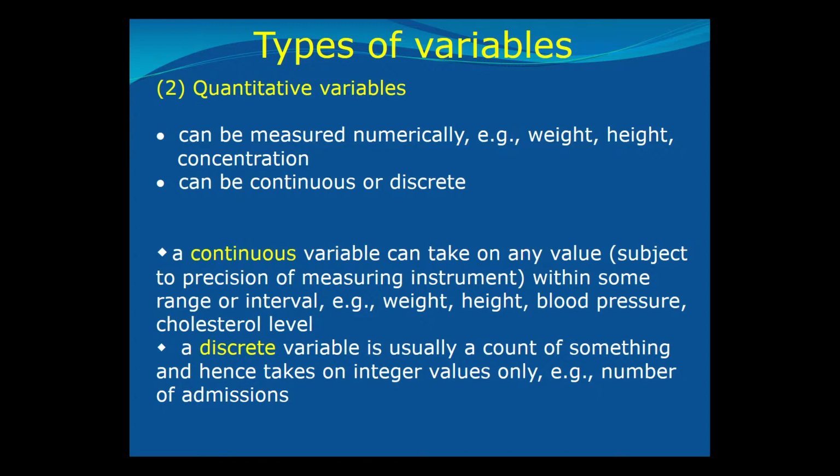A continuous variable, another name is the interval variable, can take on any value, subject to precision of the measuring instrument, within some range or interval. Weight, height, blood pressure, level of cholesterol, and so on, level of sugar.